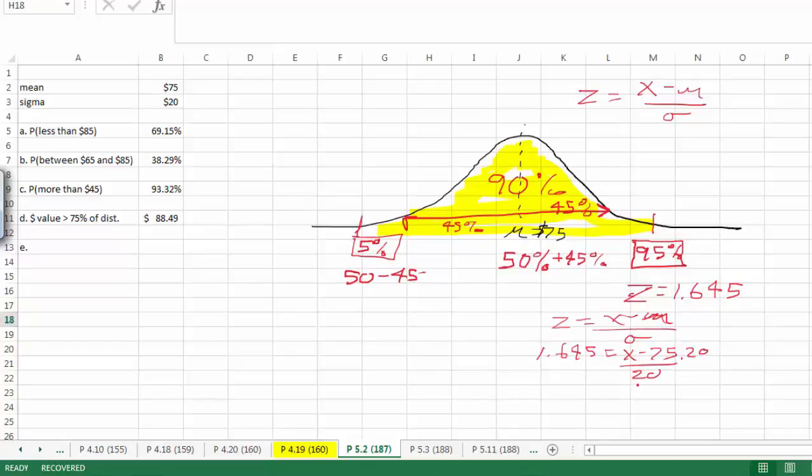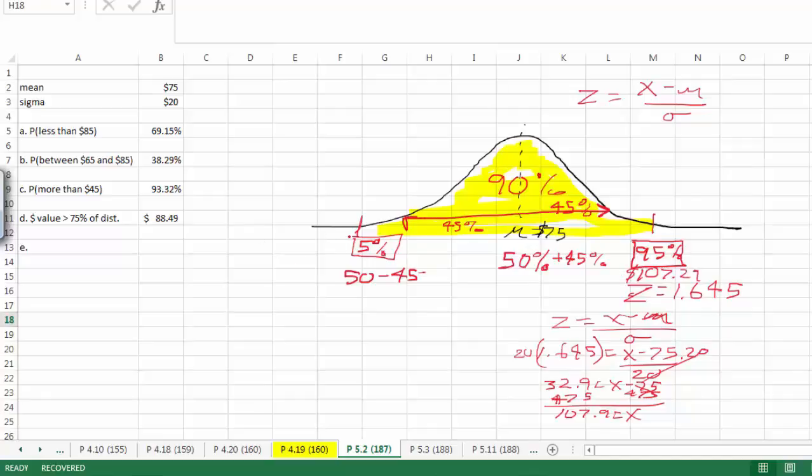And if I multiply out the 20, kind of like what we did earlier, I get 32.9 here equals x minus 75. Add the 75 back, that's a plus sign, 32.9 plus 75, that's 107.9 equals x. So the upper bound is $107.29.